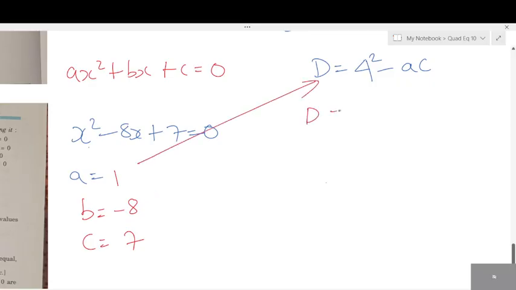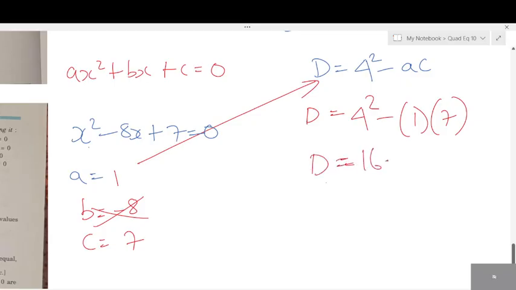Substitute in this formula. What is the A value? 1. What is the C value? 7. D is equal to what? b is 8, so 8 square minus 4 times 1 times 7. What is 64 minus 28... D is equal to 9. So what do you mean by D is equal to 9, students? Is it equal to 0 or greater than 0?